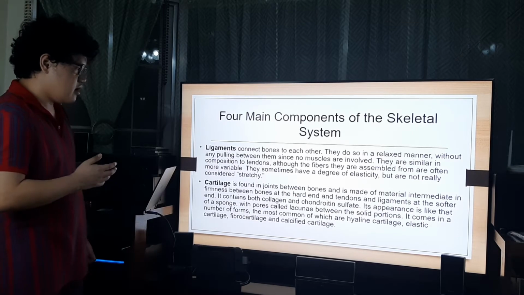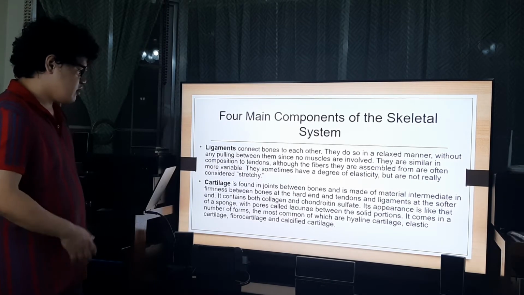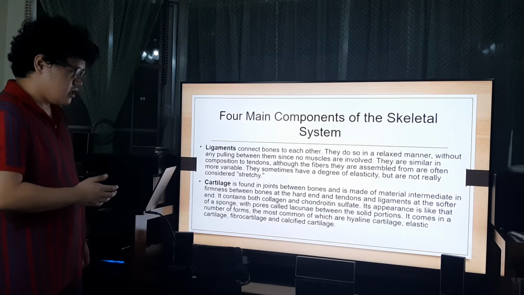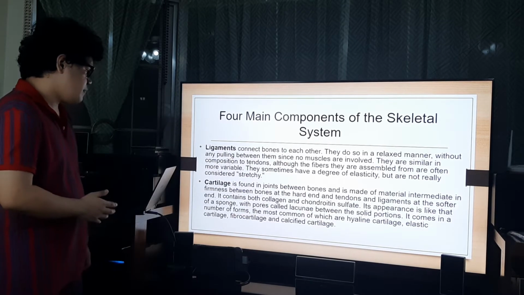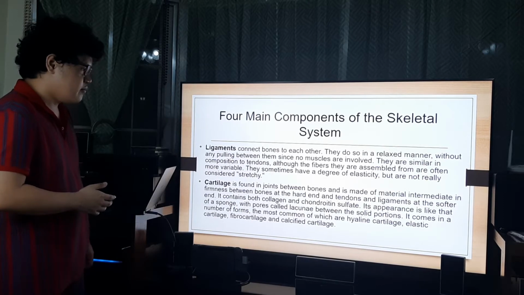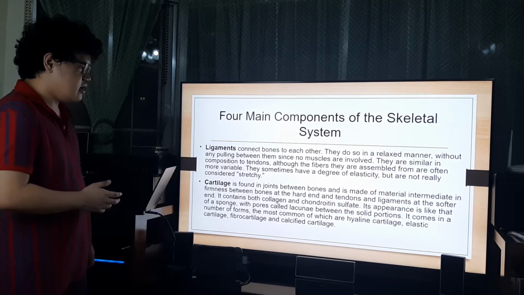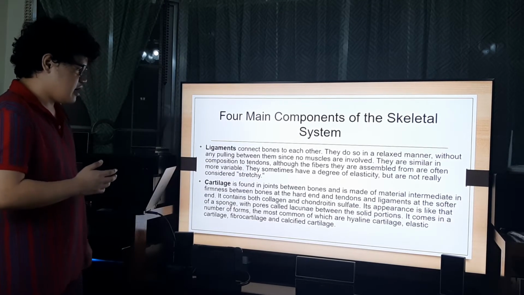The cartilage is found in joints between bones and is made of material intermediate in firmness between bones at the hard end and tendons and ligaments at the softer end. It contains both collagen and chondroitin sulfate. Its appearance is like that of a sponge with pores called lacunae between the solid portions. It comes in a number of forms, the most common of which are hyaline cartilage, elastic cartilage, fibrocartilage, and calcified cartilage.